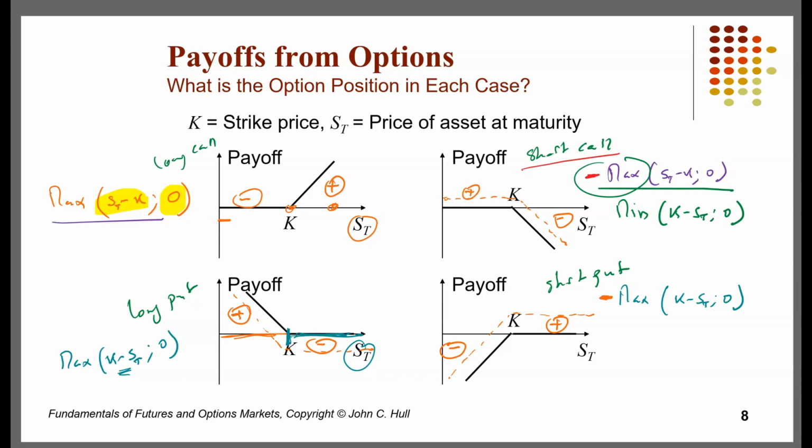And for the short put, we're going to have the same, because it's a negative of a maximum. So instead of negative of a maximum, we say it's a minimum. And in this case, it's going to be a minimum of the stock price minus the strike price and 0. Those are going to be our payoff for each one of the positions: long call, short call, long put, short put.